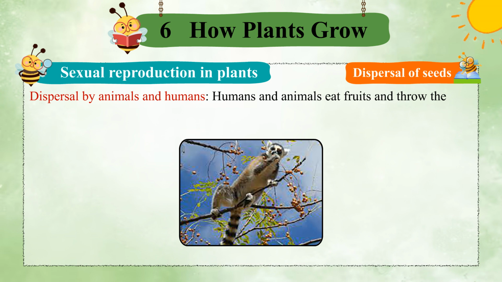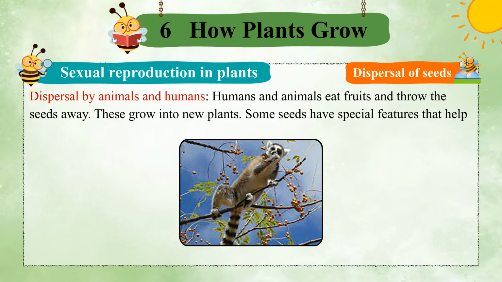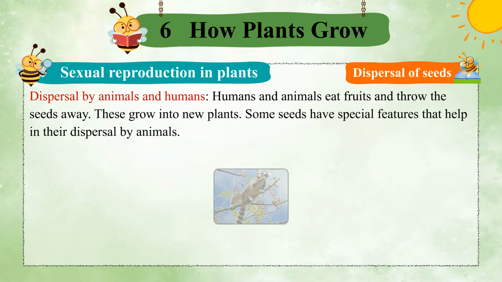Dispersal by animals and humans. Humans and animals eat fruits and throw the seeds away. These grow into new plants. Some seeds have special features that help in their dispersal by animals.